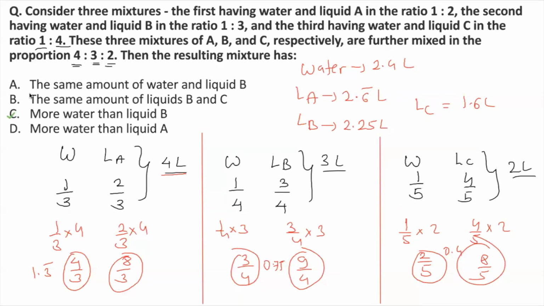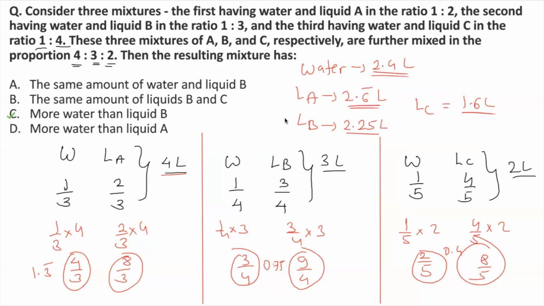And let's look at the other options as well. The same amount of liquid B and C. No, it does not. We have 2.25 liters liquid B and 1.6 liters liquid C. They are not the same. More water than liquid A. Well, no, water is 2.4 liters here and liquid A is 2.6 liters. Okay. So this is one particular way of solving this question, guys.